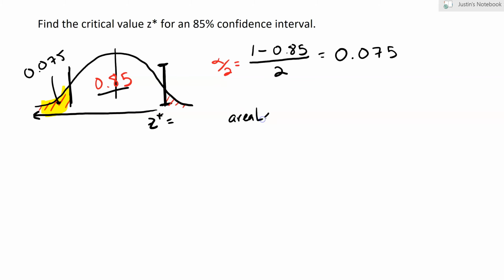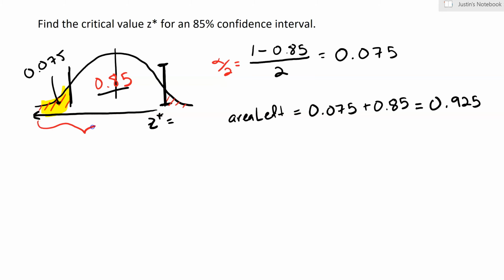The area to the left of our z is going to be adding together the first section plus the second section. And that gives us a total area to the left of that boundary of 0.925. So now we know this entire area to the left of the z-score that we're looking for is 0.925. And we can now tell the calculator that area, and it'll tell us the boundary.